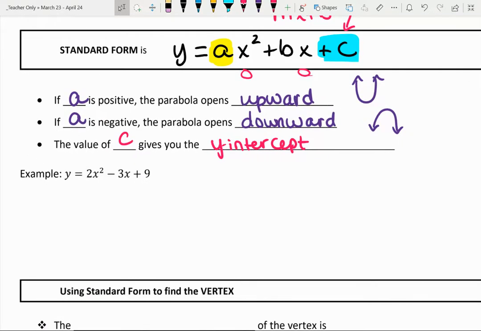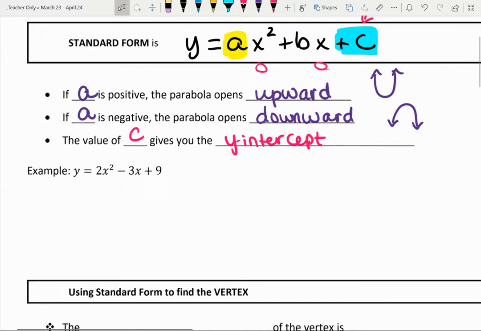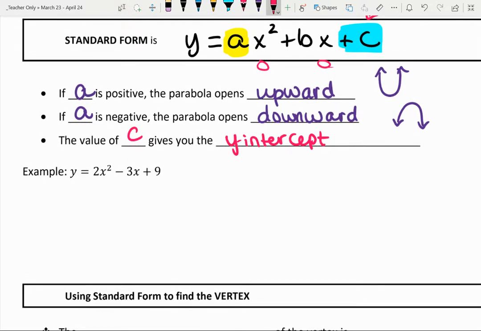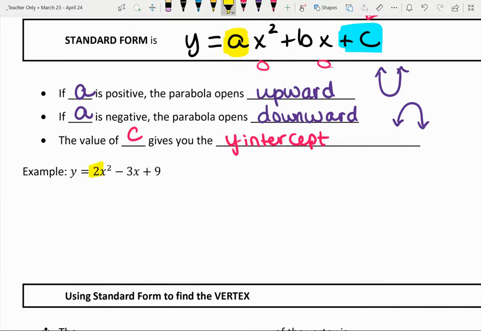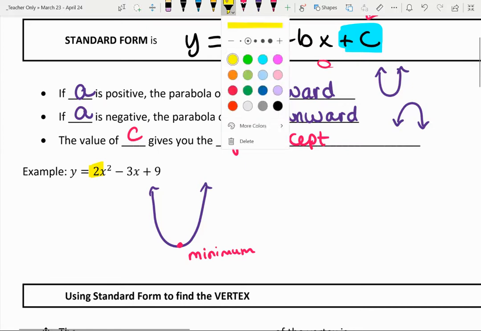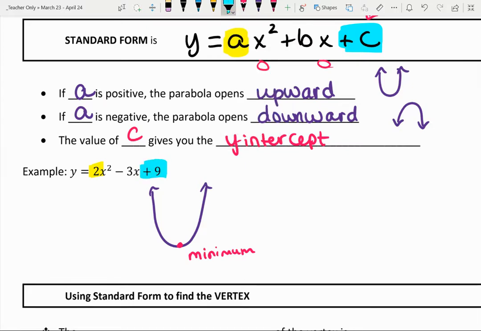So just a small example here, 2x squared minus 3x plus 9. If we think about the information that we're given, that a value is positive 2, which means that our parabola opens upward. So whatever that vertex happens to be, it is a minimum. And we also know that our y-intercept is going to be this c value. So we can write down that our y-intercept is the coordinate point (0, 9).